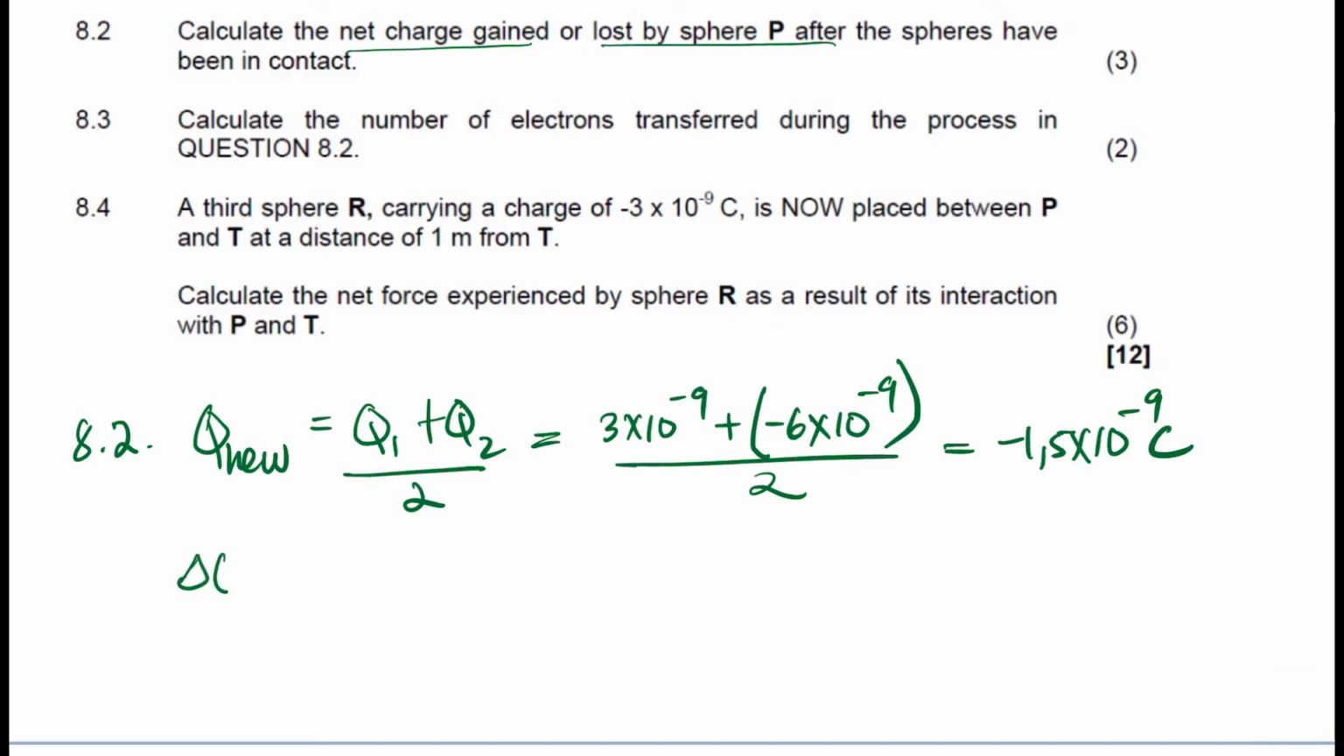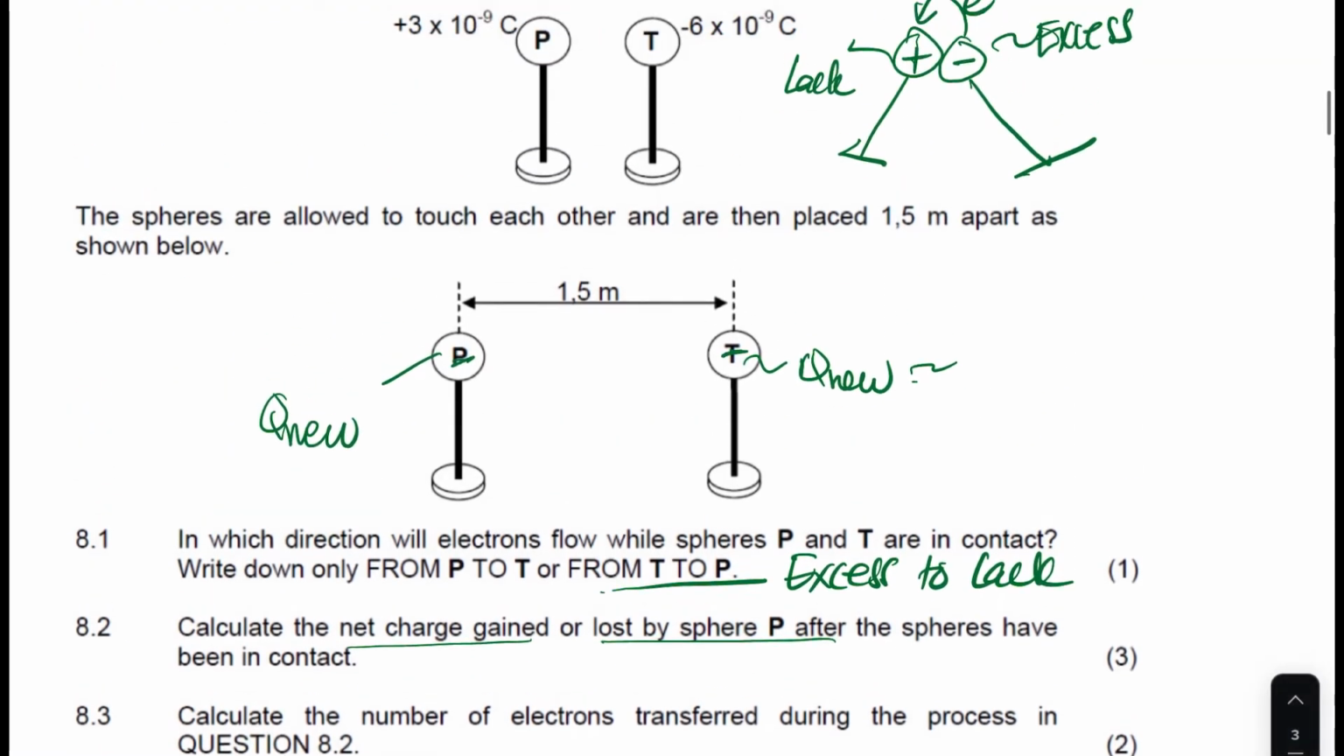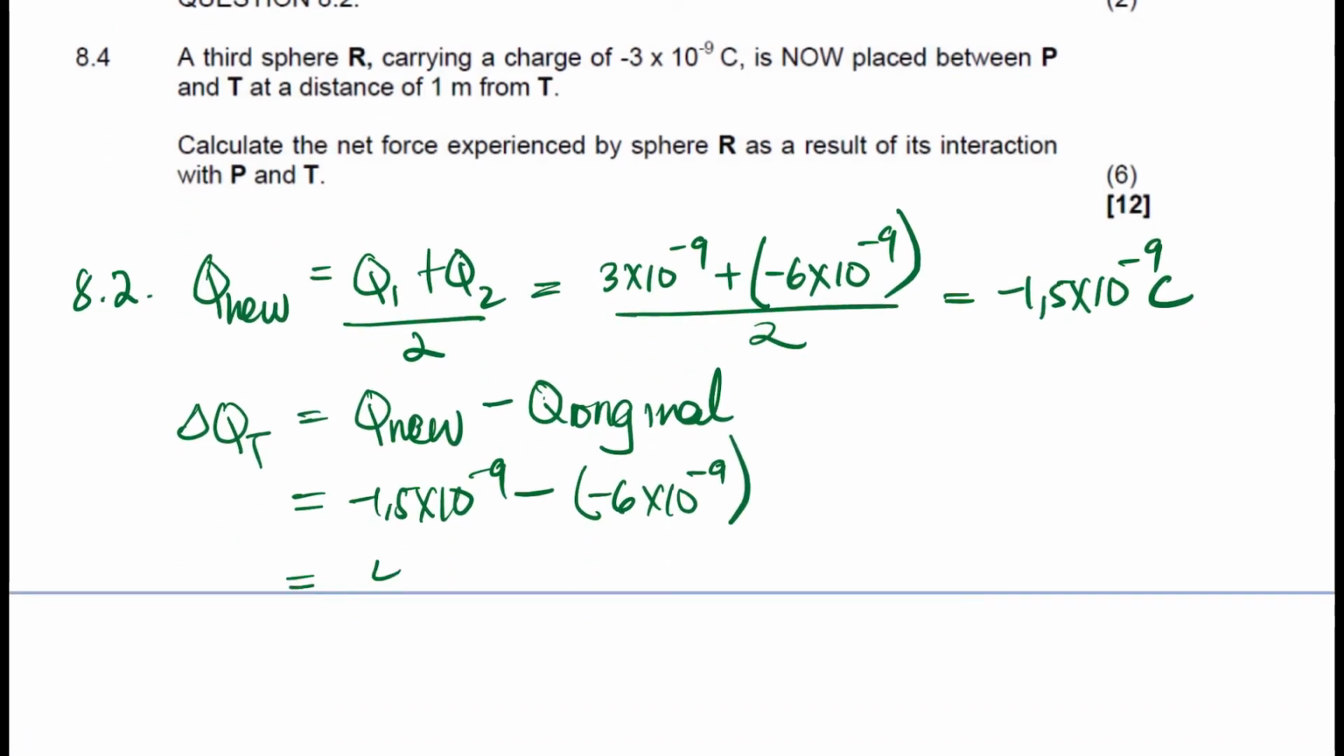Now we're going to calculate the charge transferred. It is the new charge minus the original charge. It's negative 1.5 times 10 to the power negative 9 minus the original. You can take any, let's say we take the negative 6 times 10 to the power negative 9. So the answer there will be positive 4.5 times 10 to the power negative 9 coulombs, if you punch that in the calculator.